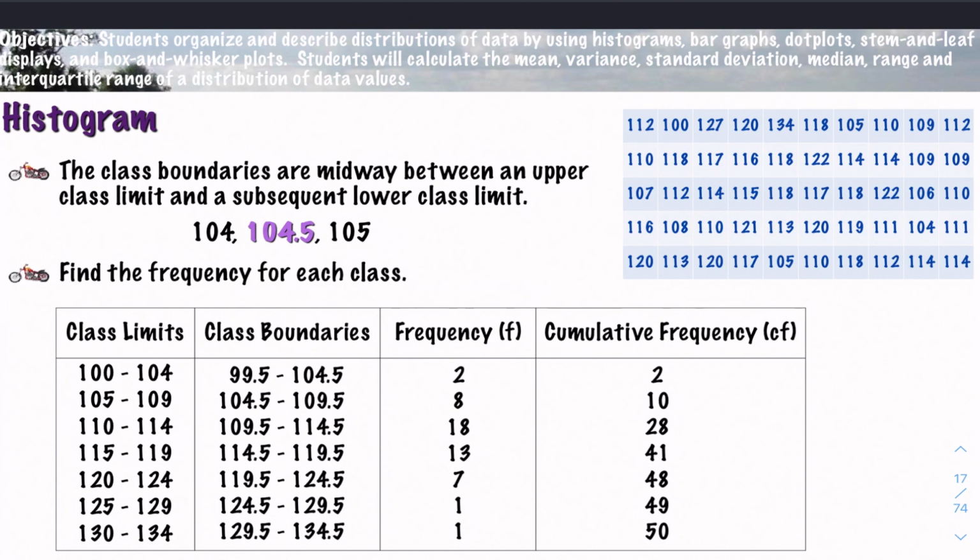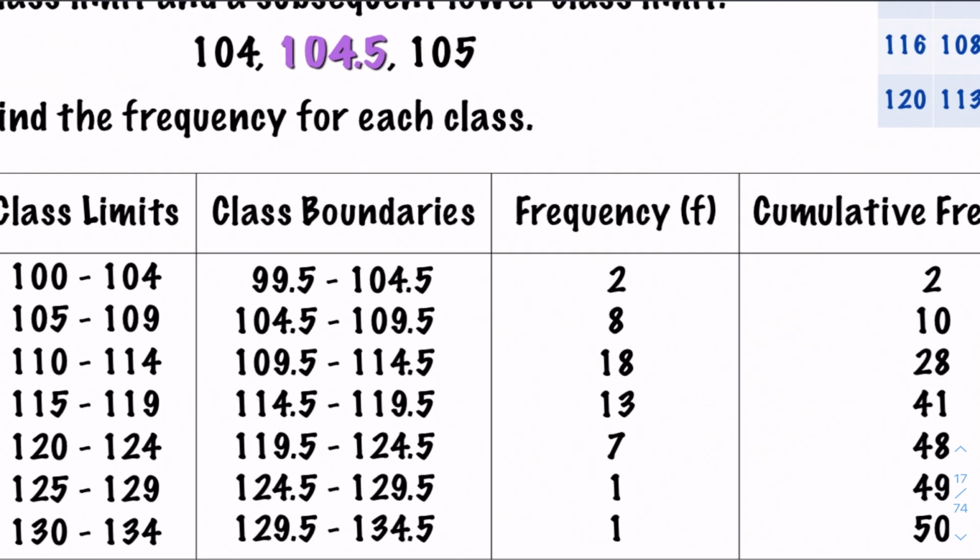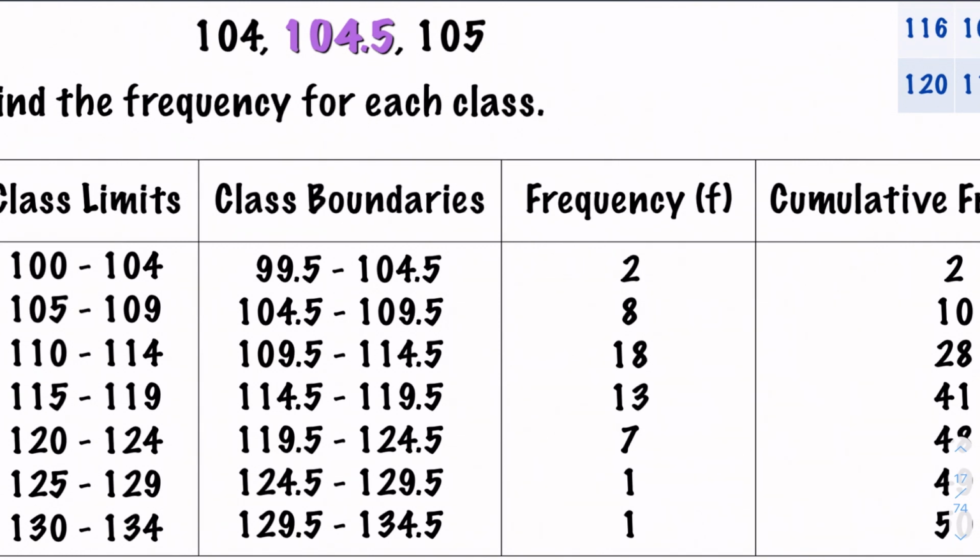To determine the class boundaries, where we're actually going to construct our histogram, the class boundaries are the midway point between an upper class limit and the subsequent lower class limit. So if the gap between the class limits is 104 and 105, obviously our boundary is going to be halfway in between, 104 and a half. So now we can start sorting how many values fall into our classes, knowing that our class boundaries are 1 decimal more than our possible data values.